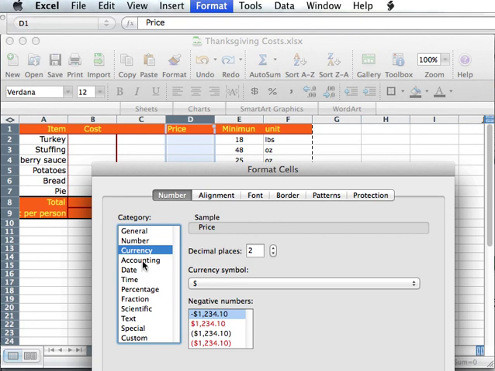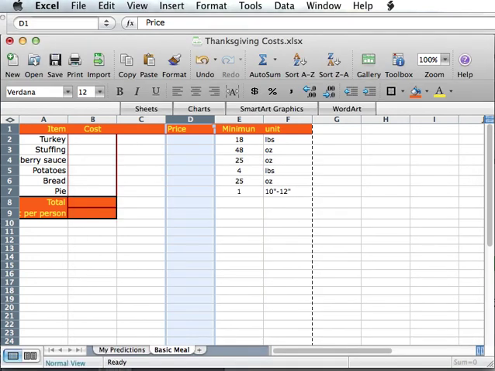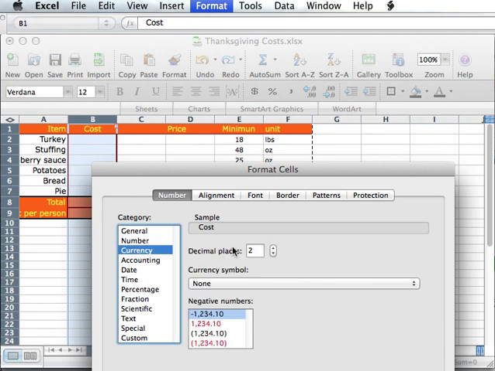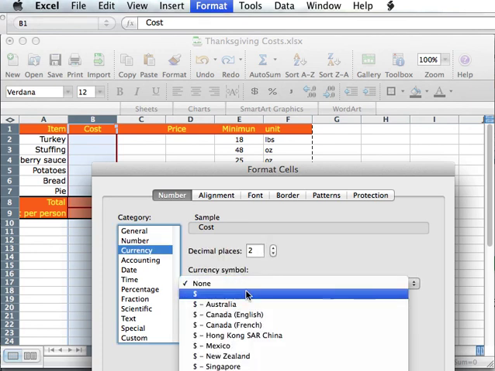Now, do not use accounting. It looks the same, but it does not work the same. We want to use currency, another word for money. Same thing here for column B. All of our costs will be in dollars. So it's select the column, format cells, currency, 2 decimal places, and let's use the dollar sign.